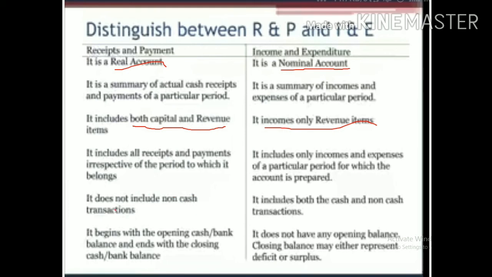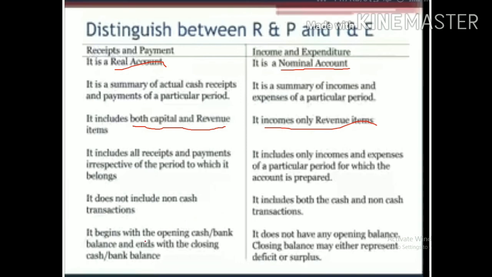Then the fifth point: the receipts and payment account does not include non-cash transactions. But the income and expenditure account includes both cash and non-cash transactions.